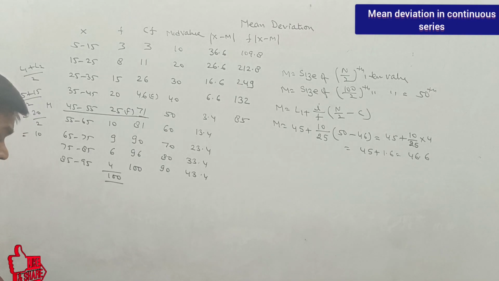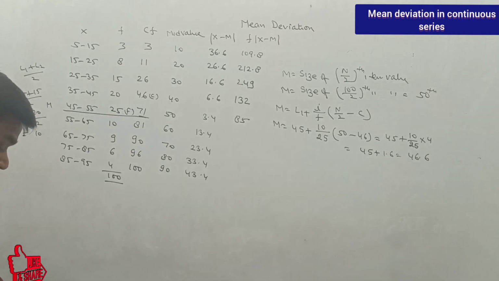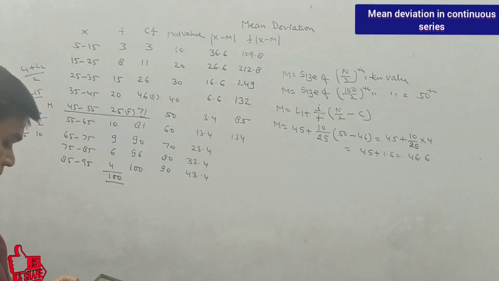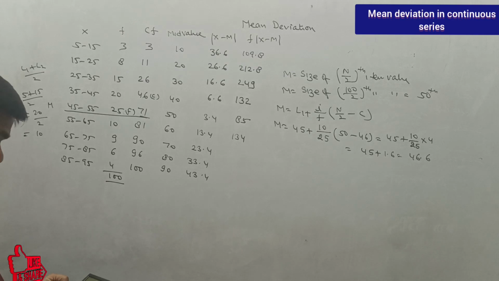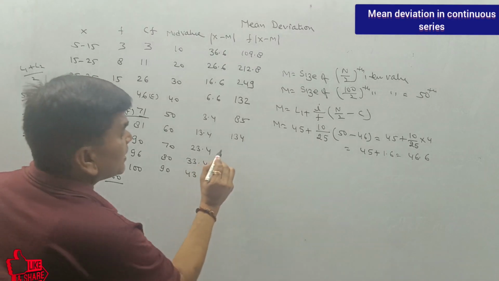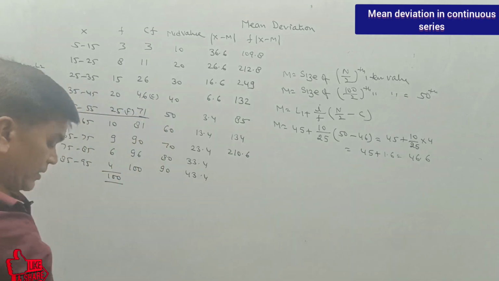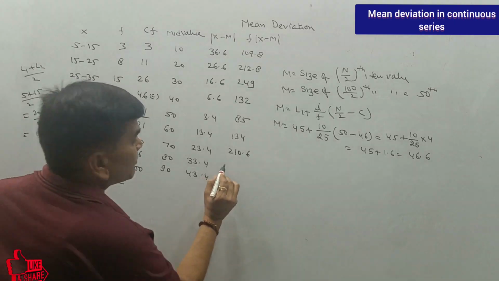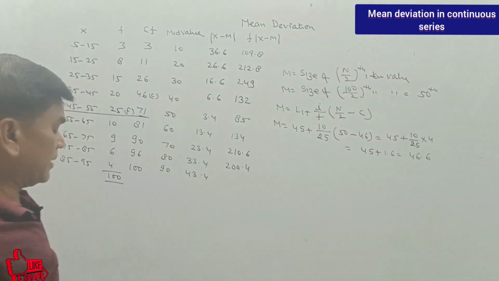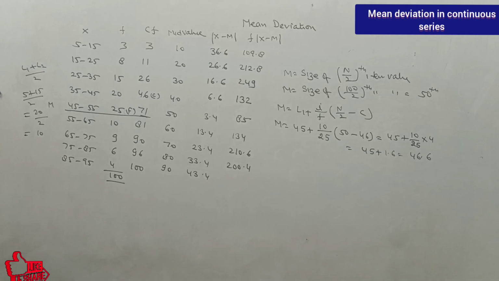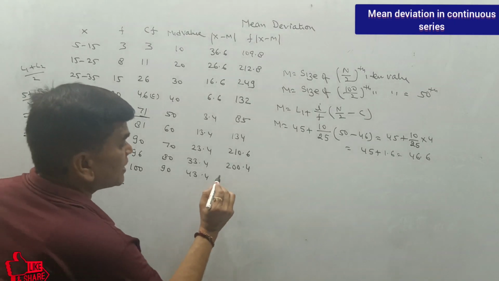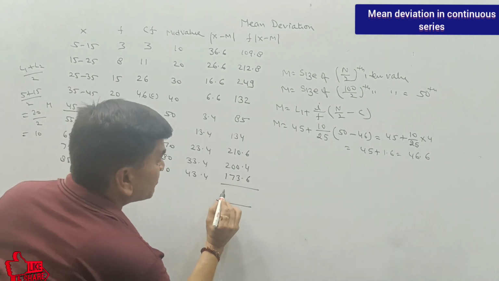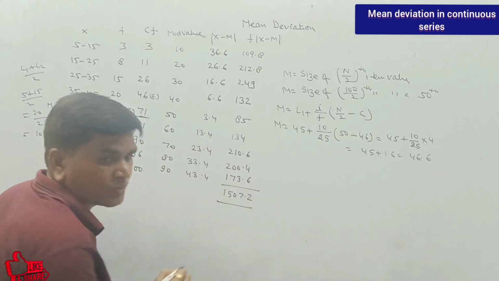Next one, 13.4 multiplied by 10 is 134. Next, 23.4 multiplied by 9 is 210.6. 33.4 multiplied by 6 is 200.4. Next, 43.4 multiplied by 4 is 173.6. And the addition of all of these is 1507.2.